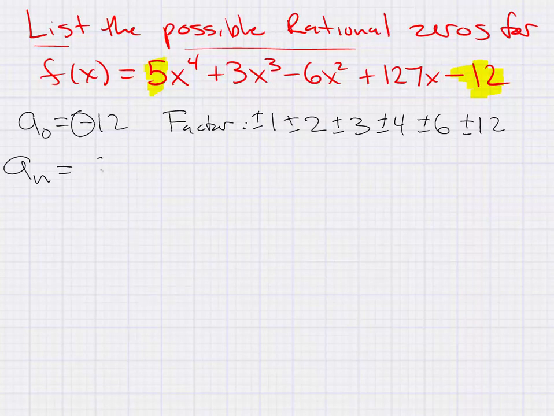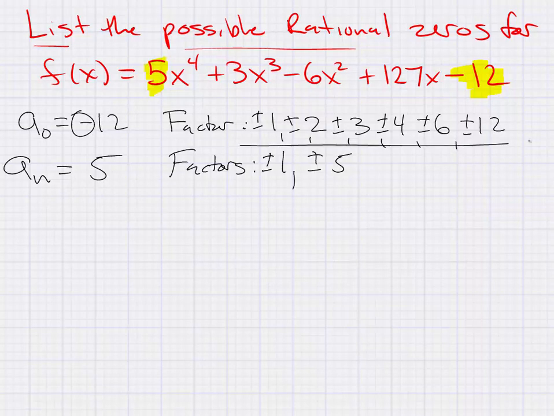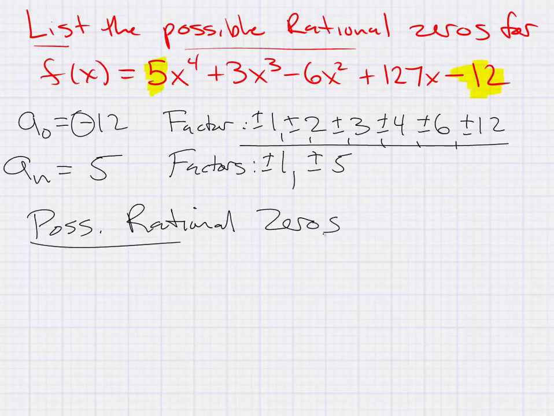A sub n is this 5. We got these factors. 1 and 5, again, plus and minus, right? I could get negative 1, negative 5, positive 1, positive 5. So when I'm looking at all this, I'm going to take any one of these divided by any one of these, and what I'm going to get, my possible rational zeros will be 1 divided by 1, 1 divided by 5. 2 divided by 1, 2 divided by 5. 3 divided by 1, 3 divided by 5, and so on.